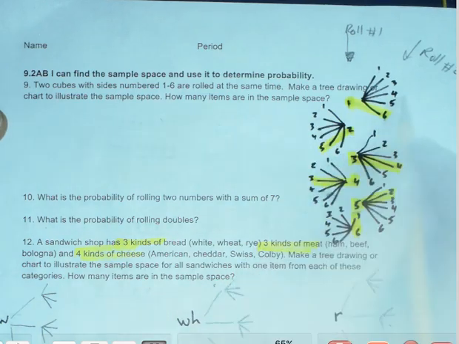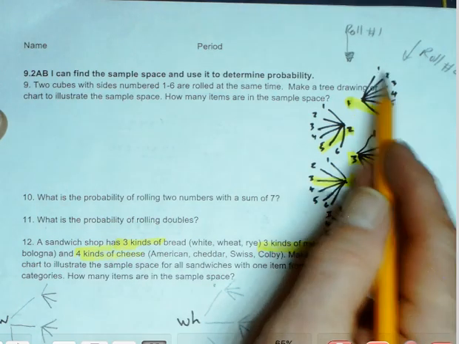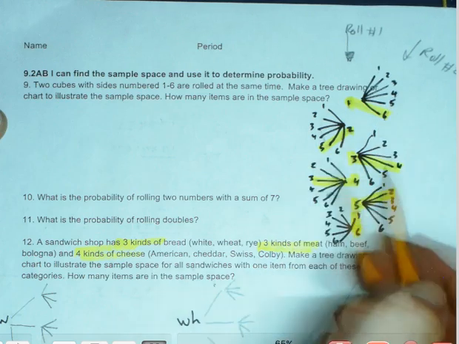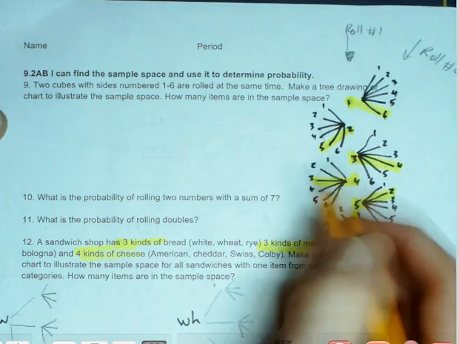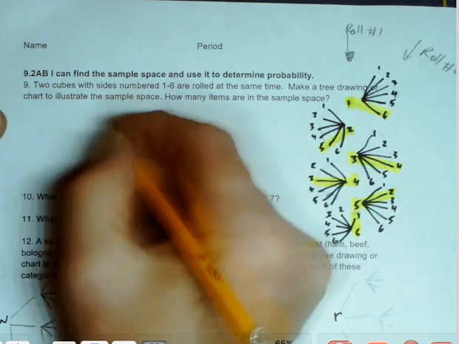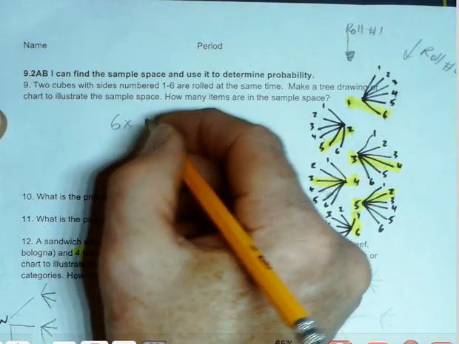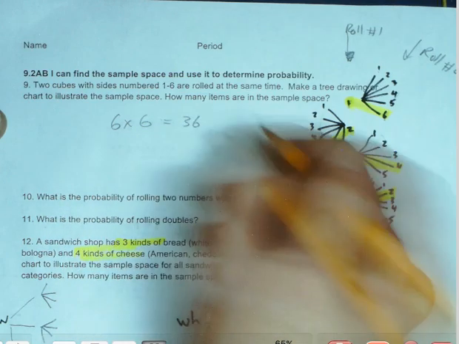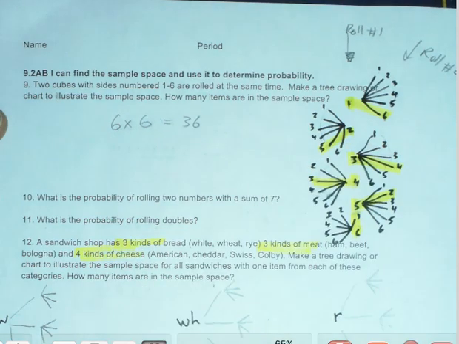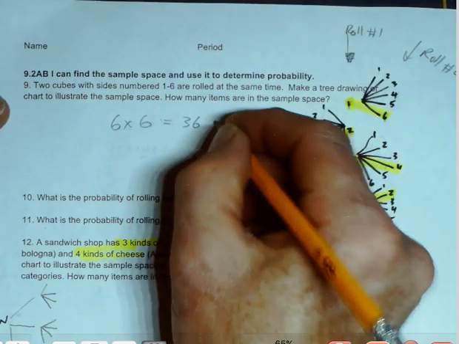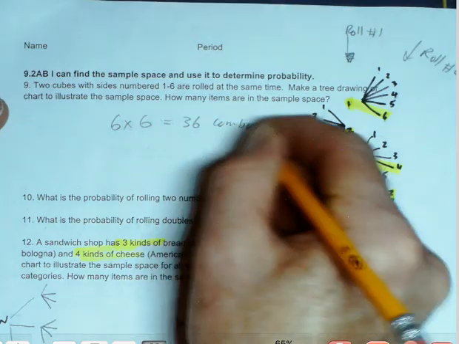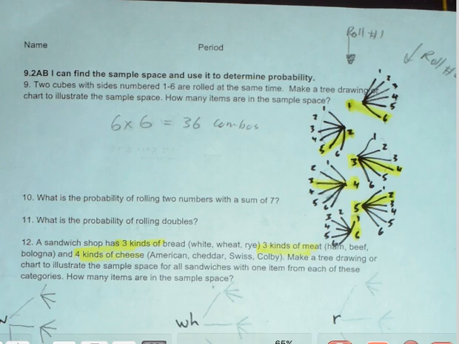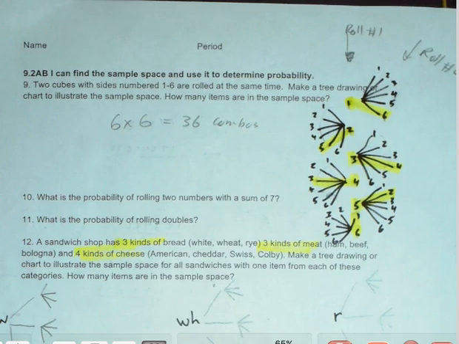So you can see that if you count all of these different possibilities, we've got 6 here, 6, 6, 6, 6, and 6. We really have a total of 36. There are 6 possibilities on the first roll and 6 on the second, which gives us a total of 36. So the sample space is 36 combinations. What's the probability of rolling 2 numbers with the sum of 7?